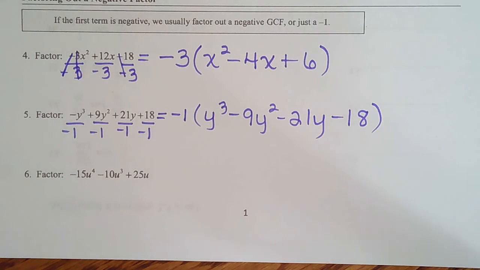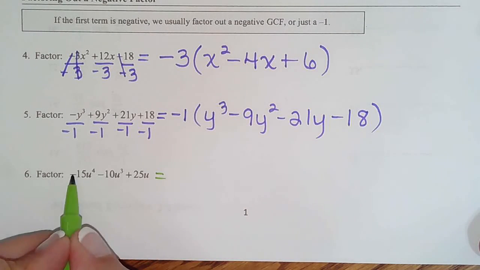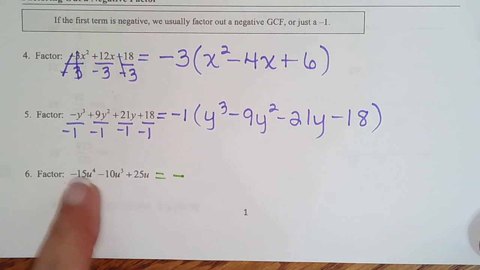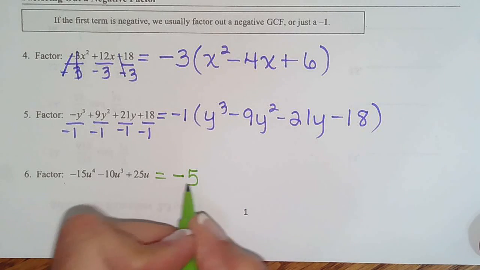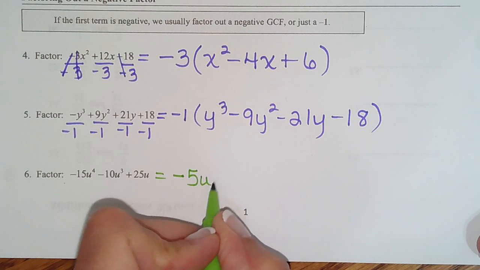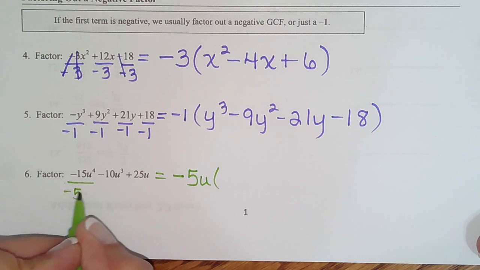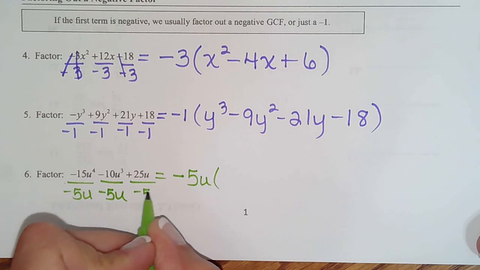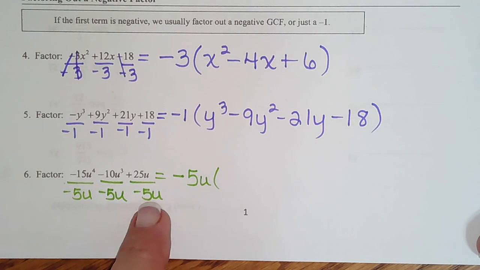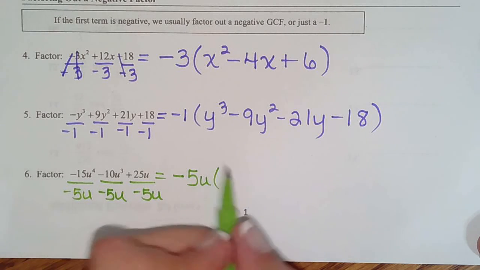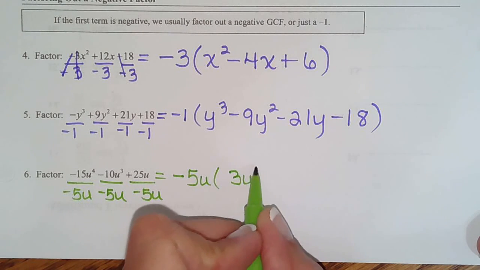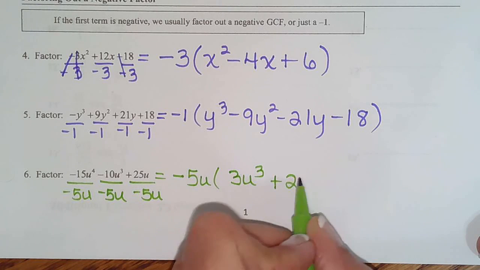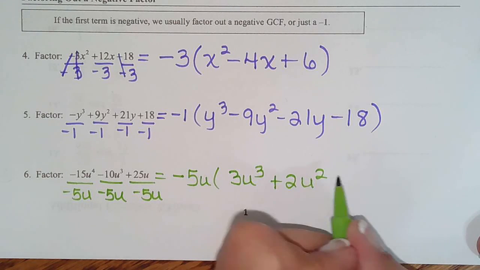So go ahead and turn off the video and do that next one, and then we'll check it. So I see I need to take out a negative, a 5, and a u to the first. So negative 5u, negative 5u, negative 5u. Smallest exponent. So I get positive 3 u to the third, positive 2u squared, negative 5.